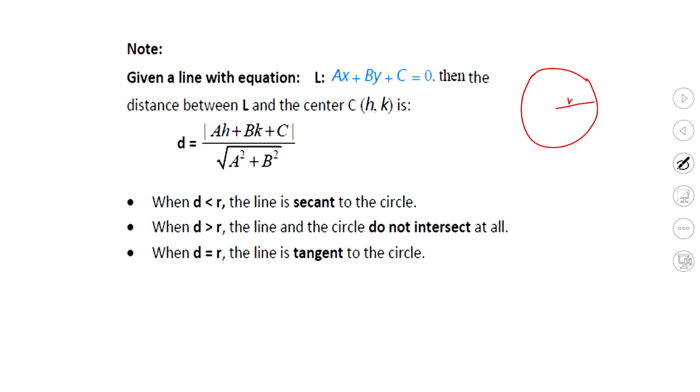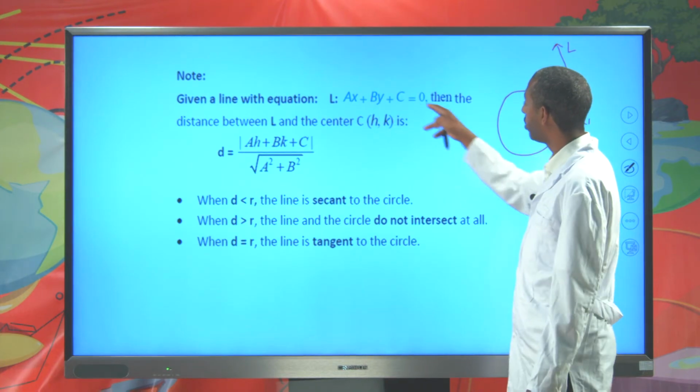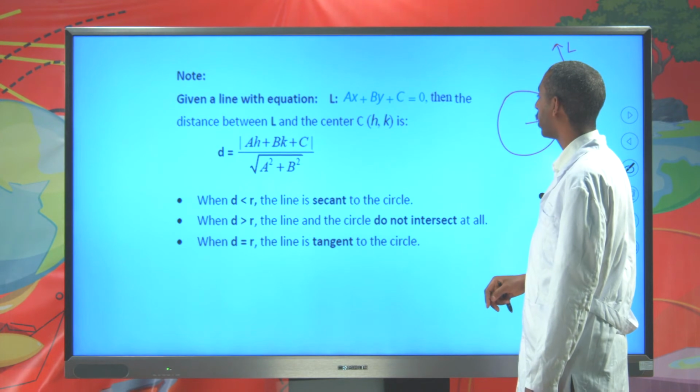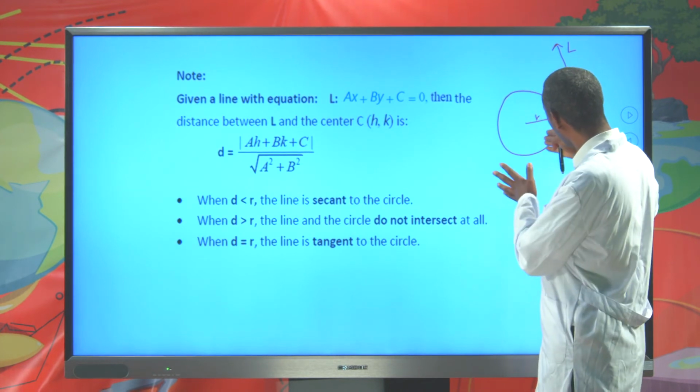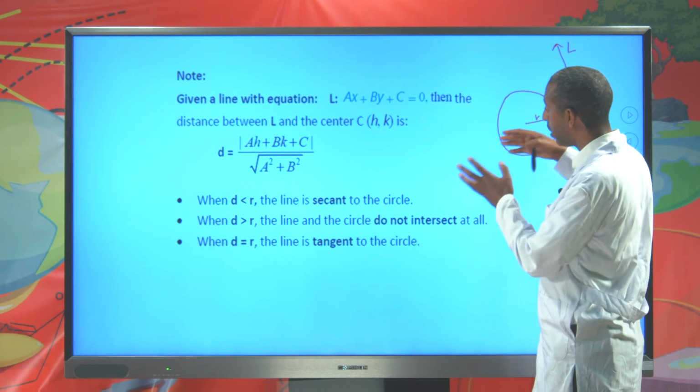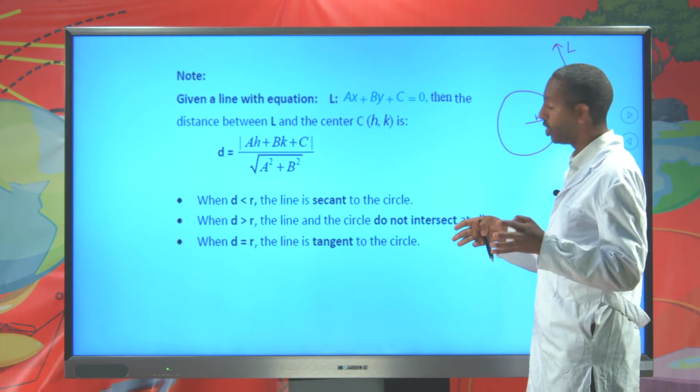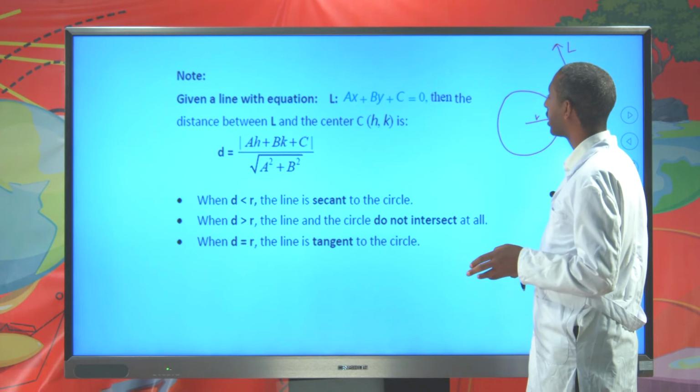So you may also have a line, this line. We may represent this as L. The standard form of equation of a line is ax plus by plus c is equal to 0. If you just observe a circle and a line, we may categorize their relationship in 3 different categories.